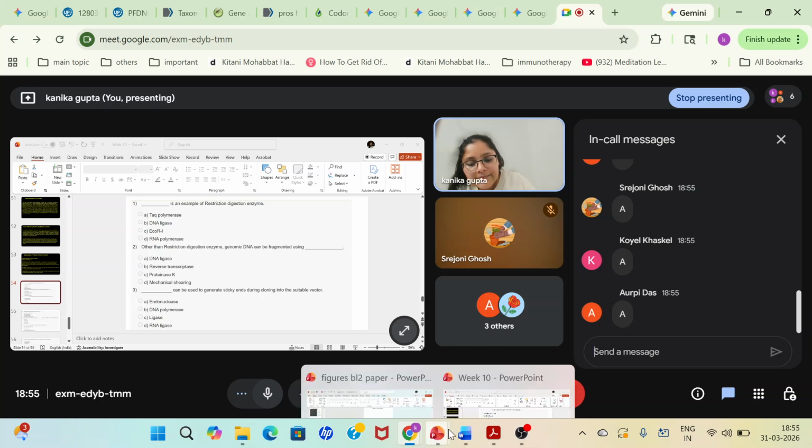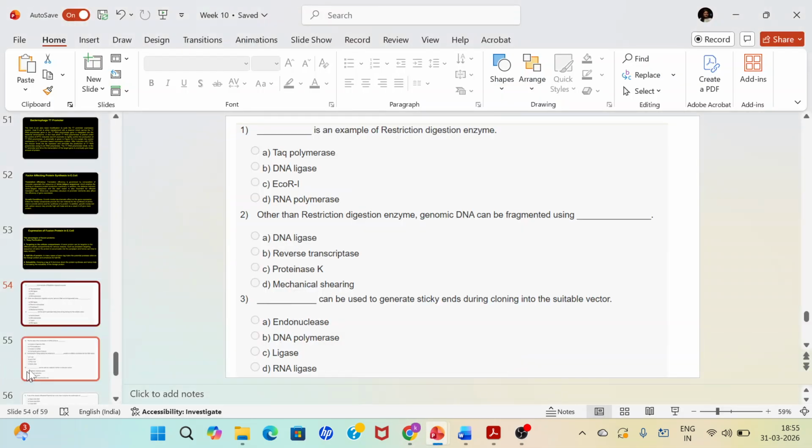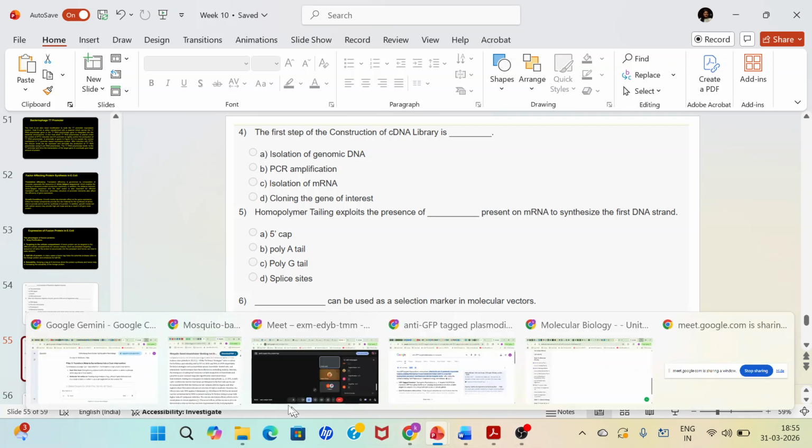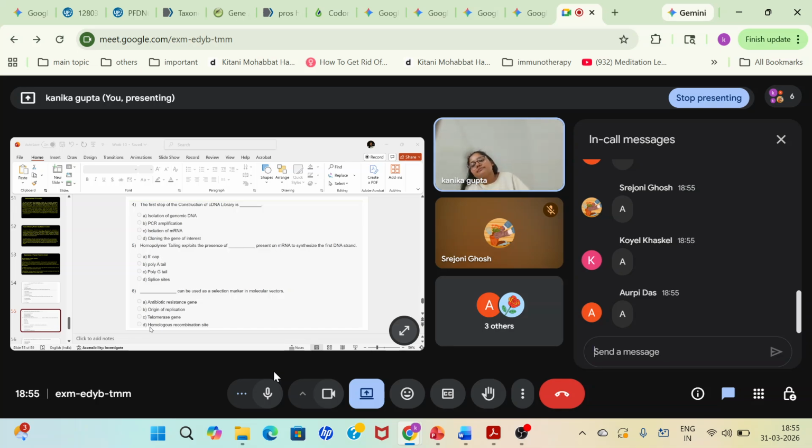Right. Okay. Next is question number 4. The first step of construction of a cDNA library is... we are talking about a cDNA library. So the answer should be.